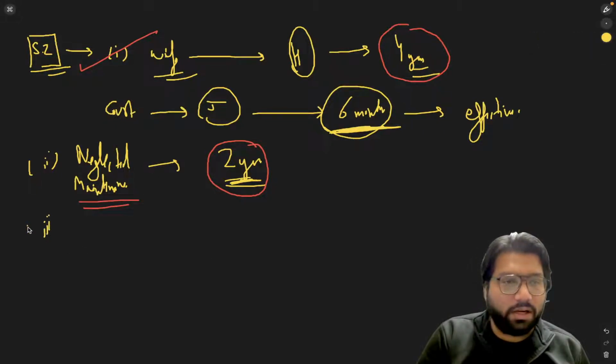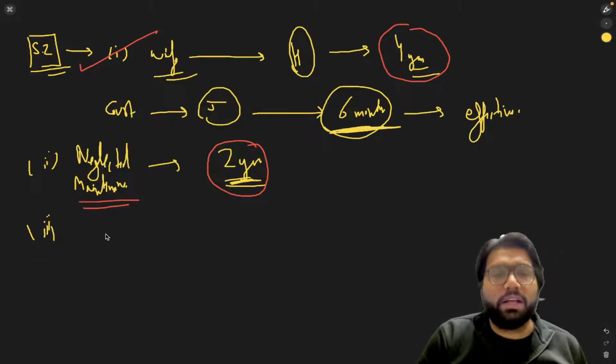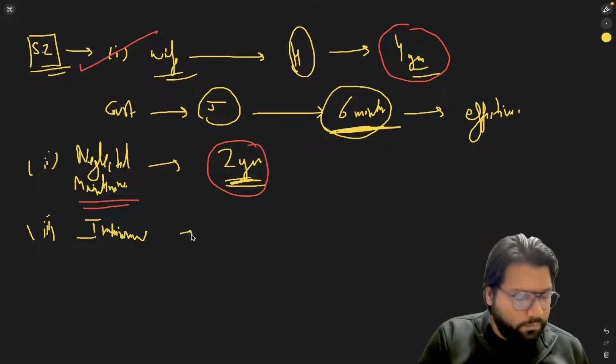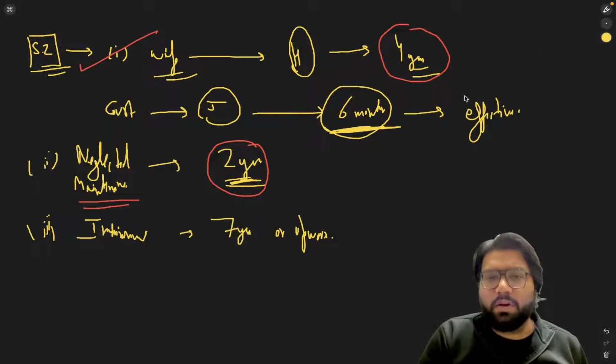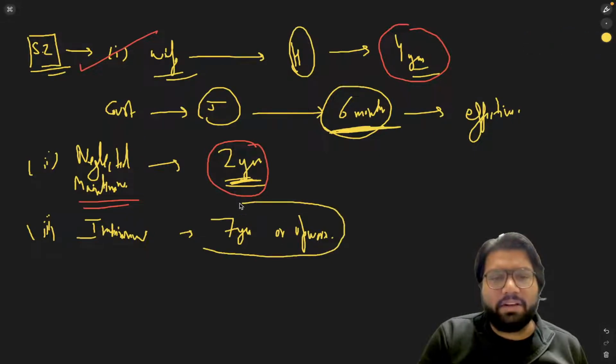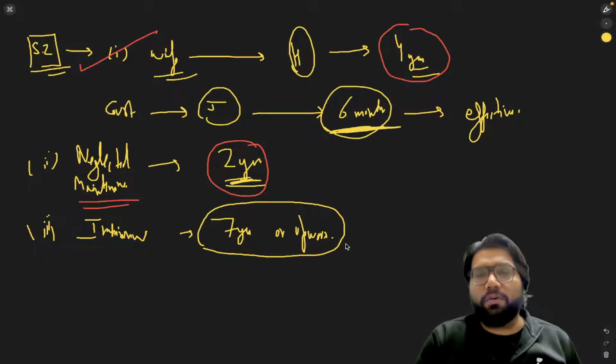Now coming to the third one. The third one is related to if the husband got imprisonment. Imprisonment for 7 years or upwards in any offense. When the husband gets imprisonment for 7 years or upwards, in those circumstances the wife may go for the divorce.